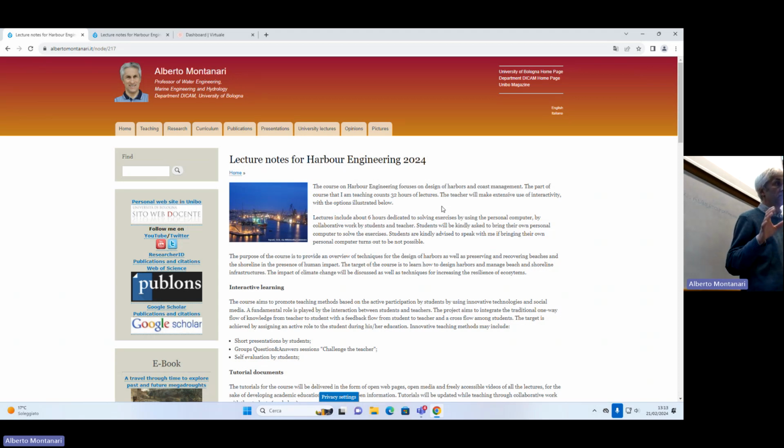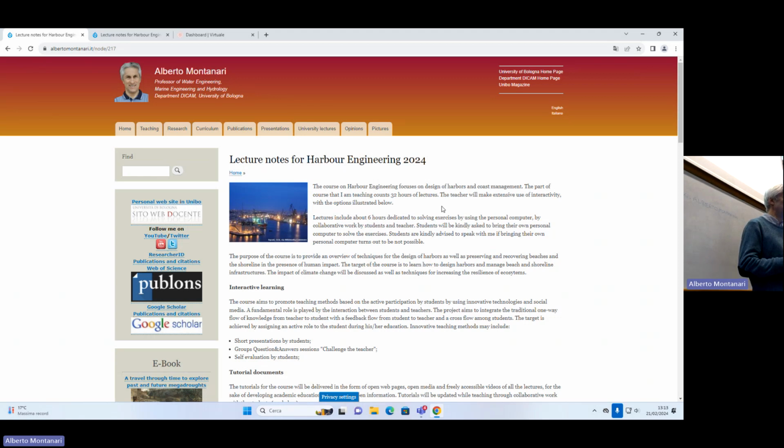Harbour engineering. Harbors are located on the coast, of course, and we are talking about coasts of seas, lakes, so any kind of coastline. We will define what a coastline is, but let's say that briefly it is the line that marks the divide between a surface water body, a sea or a lake, and the land. So harbors are located along the coastline.